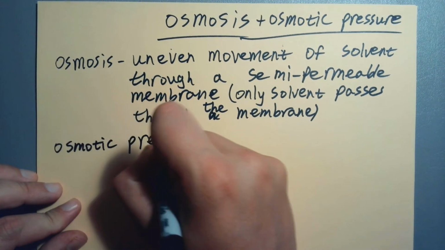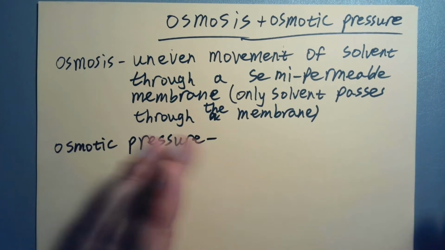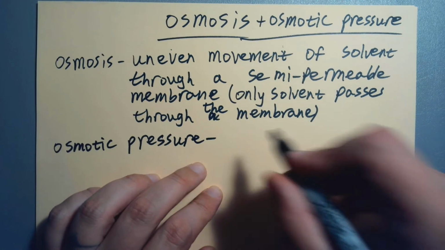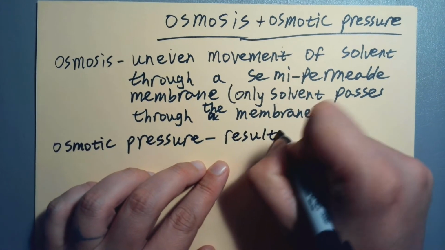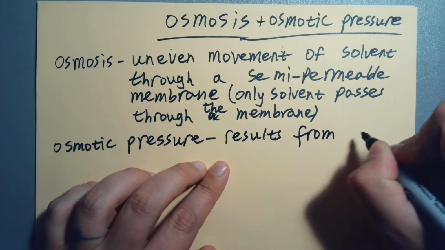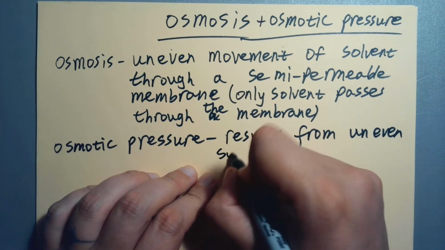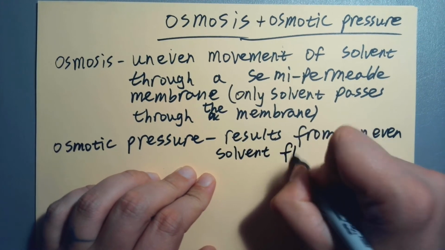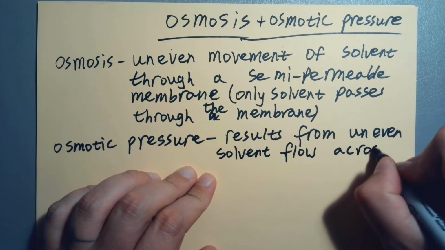So we'll start out with a couple definitions and then the life-changing picture that you'll never be able to unsee. So, this results from uneven solvent flow across a semi-permeable membrane.